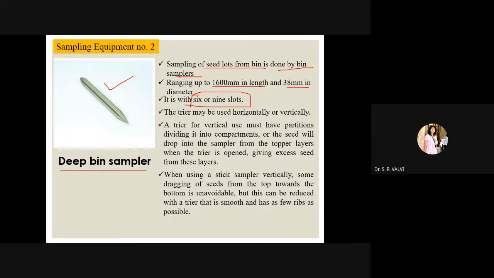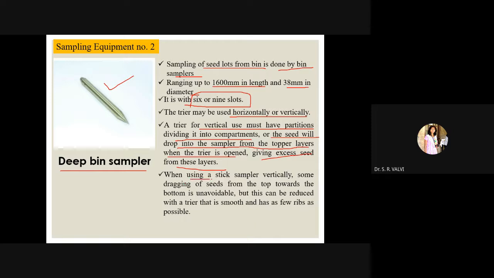The trier may be used horizontally or vertically, so according to that you can use it in a horizontal or a vertical direction. A trier for vertical use must have partitions dividing it into compartments, or the seeds will drop into the sampler from the top layers when the trier is opened, giving excess seed from these layers. So the compartments should be present in this deep bin sampler so that, when you insert it in a bin in a vertical direction, the seed comes in within this sampler.